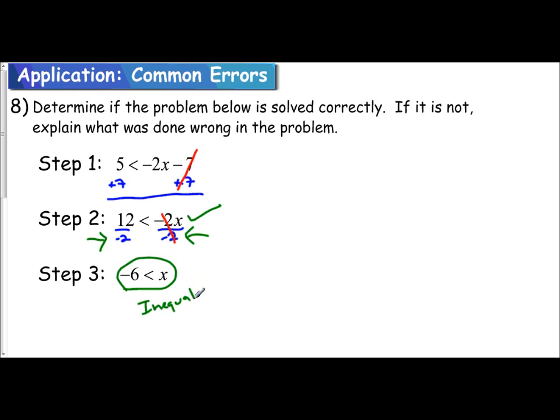The inequality symbol did not flip. So that is what is wrong with the work. The student in this problem divided both sides by a negative, but forgot to flip the inequality symbol.